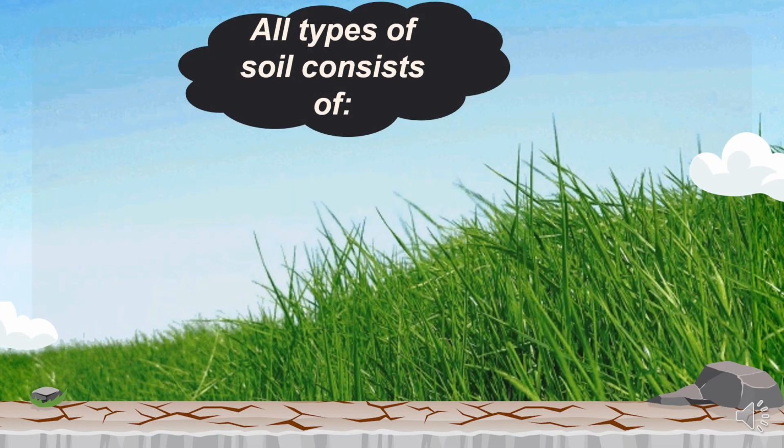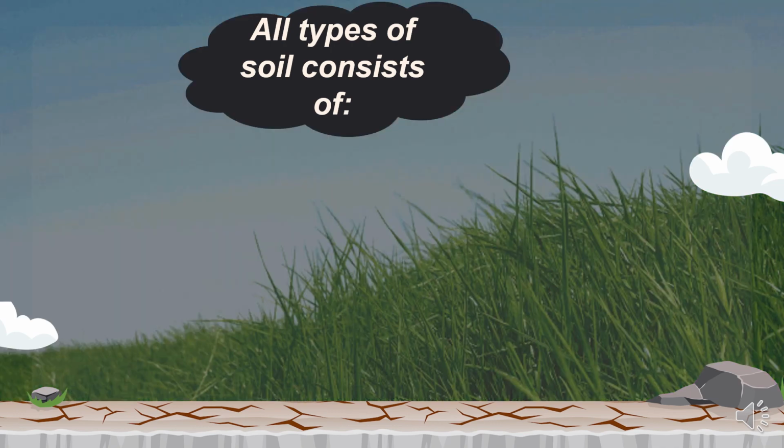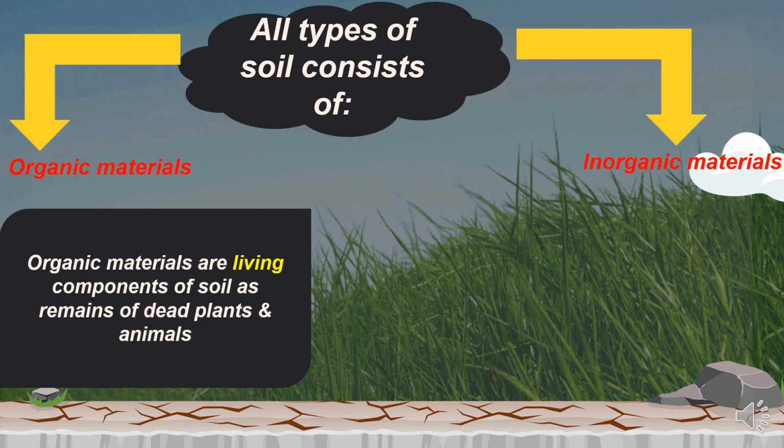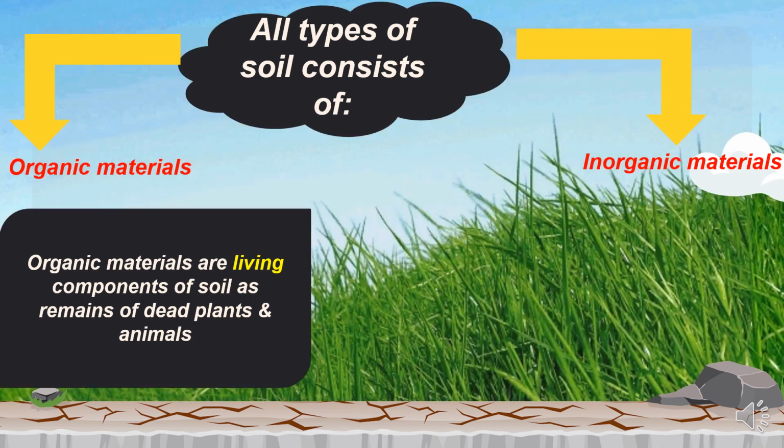And now, primary 6, from all what we said, we can say that all types of soil consist of only two components, which are, number 1, organic materials and inorganic materials. Organic materials, primary 6, means living components which are found inside the soil, like dead plants and animals. Excellent, super, primary 6.